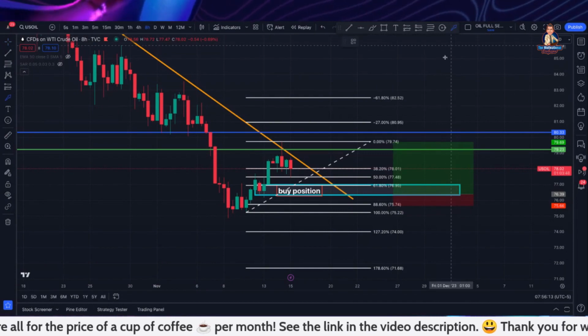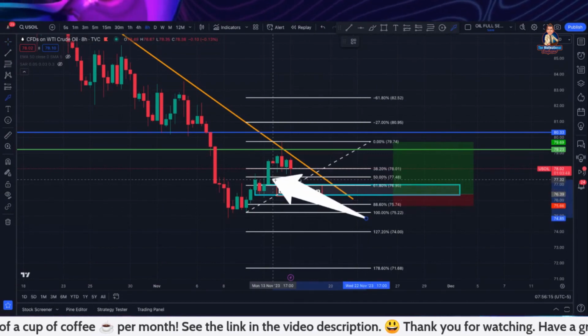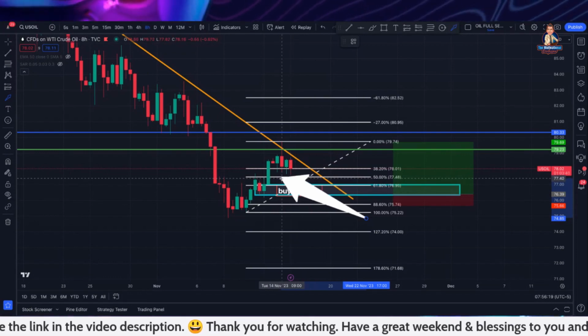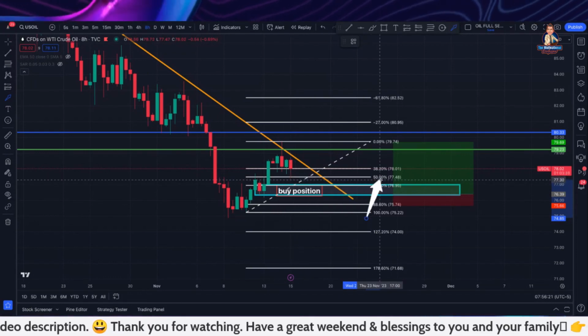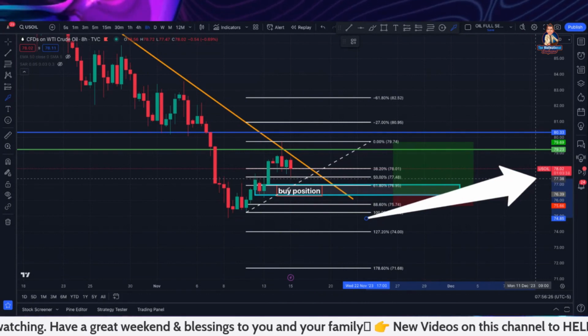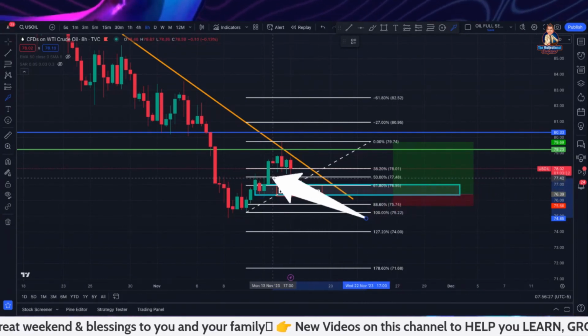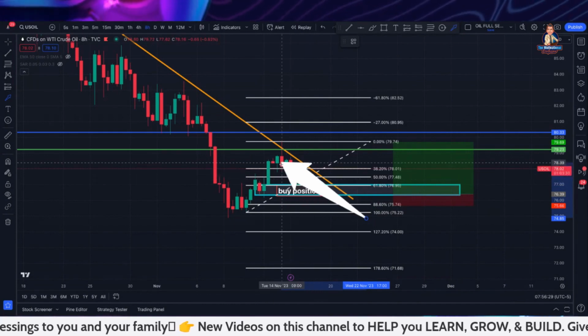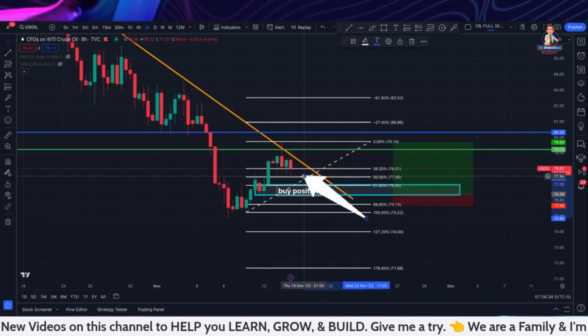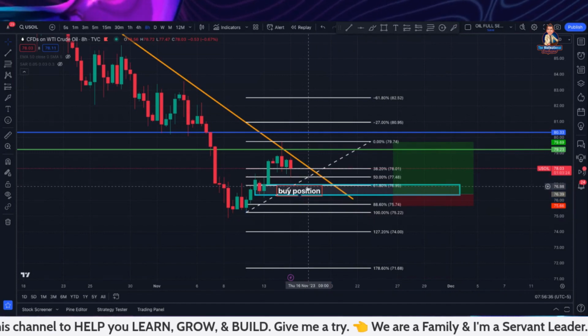Right now, we have clearly seen over the last, this is an 8-hour chart, 24 hours, we have not been able to close below this 50%, which is about 77.40 or so. So we have not been able to close there. So right now, on a smaller time frame, we are just trending here, and I'm going to show you this on a smaller time frame.